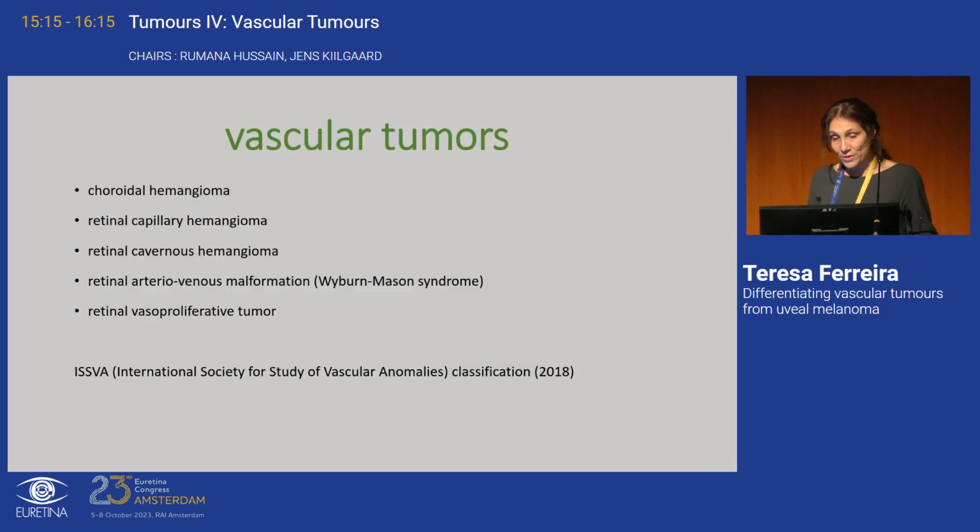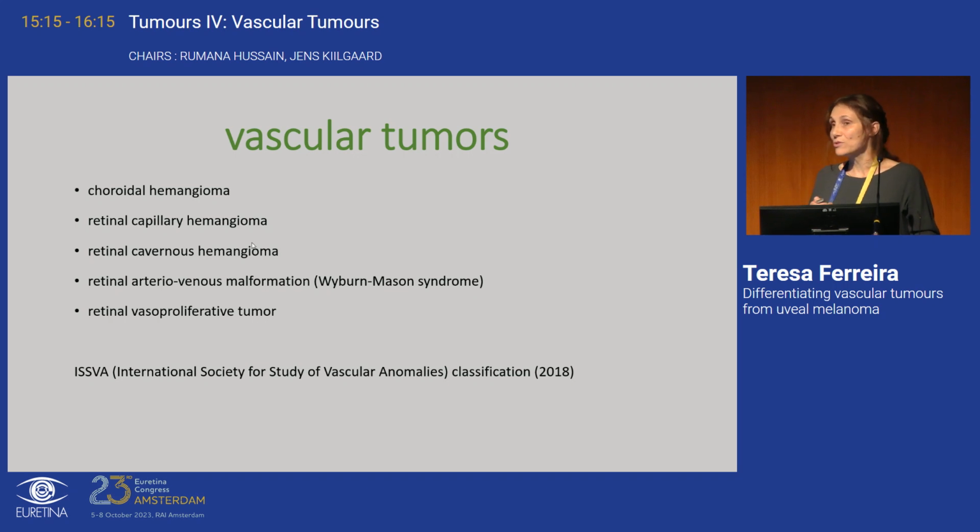Vascular ocular tumors. In radiology, for the classification of vascular lesions, we use mostly the International Society for the Study of Vascular Anomalies classification, which basically divides these vascular lesions in two big groups. One is vascular tumors, the other vascular malformations, but today I will use the classification used by ophthalmologists, which divides these lesions in choroidal hemangioma, and then several retinal vascular lesions.